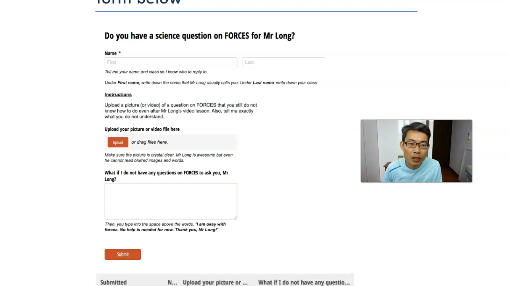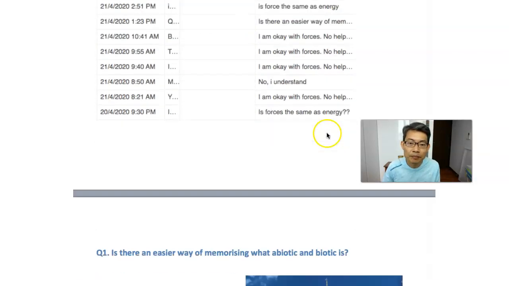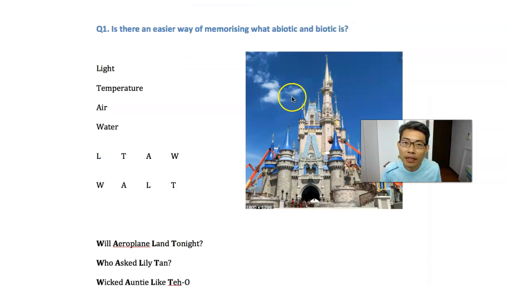So for example, as of up to today, 5 p.m., around 4 something, so far these are the pupils who have submitted their questions to me. Only 2 of you asked me some questions on forces. One of you asked me, is force the same as energy? Another asked, is there an easier way of memorizing the abiotic and biotic factors? So I'll address this one first.